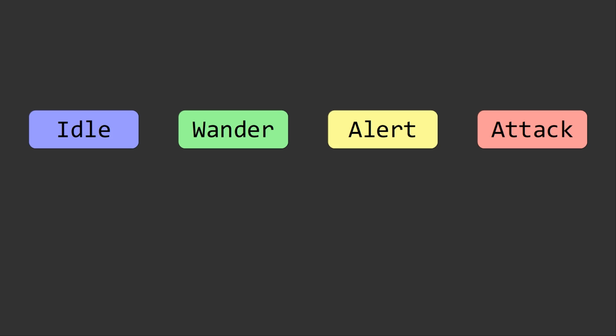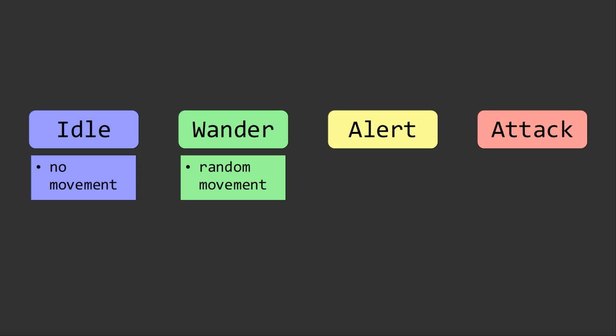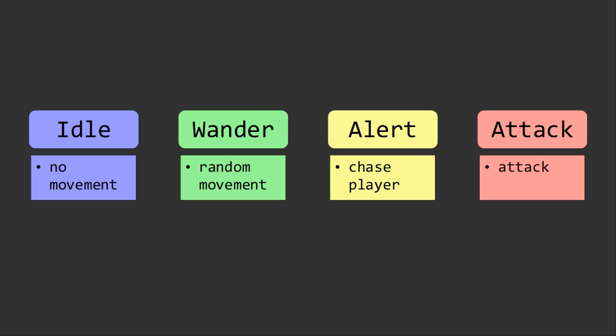So in the idle state, we'll just say that its behavior is to stand still and do nothing. And in the wander state, we'll make it move in a random direction. In a lot of games, this might be the patrol state as well. Next, in the alert state, we'll say its behavior will be to chase the player. And finally, in its attack state, we'll have it take a swing at the player.